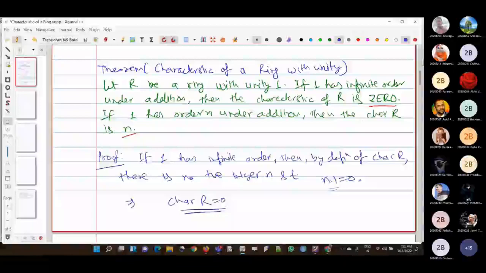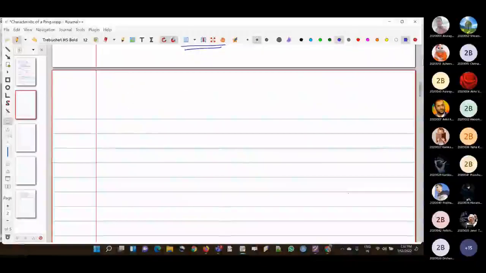That's all. Okay. And when I'm talking about the order of 1, it means what? It means that I'm considering R with plus as a group, not as a ring. Fine. Because we used to talk about the order of an element in a group only. Okay, suppose that the order of 1 is n. Okay, I think you remember this notation. Order of 1 is n.